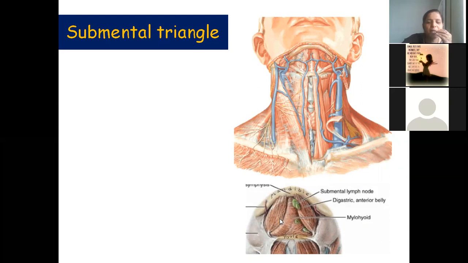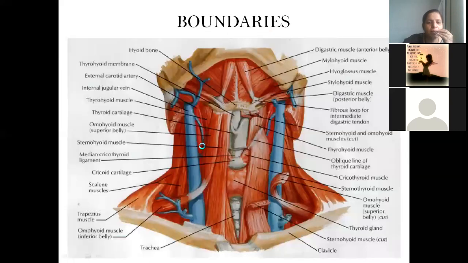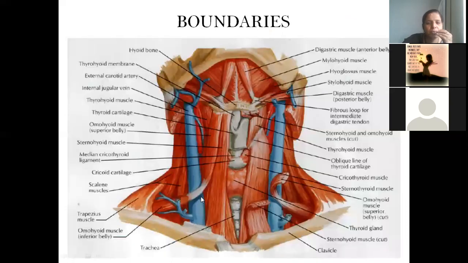The textbook, like an open page book, the muscle. Submental lymph nodes. We also find the anterior jugular vein. Okay, beta.